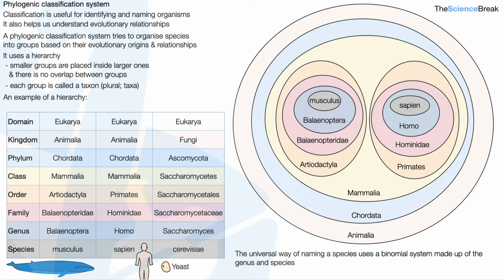So the final thing to remember here is that the universal way of naming a species uses what's called a binomial system made up of the genus and the species. If we were talking about our whale, it would be Balaenoptera musculus, that's the genus and the species. For human, it's Homo sapiens. And maybe you can have a go at the yeast yourself. The yeast is Saccharomyces cerevisiae. This is the genus and the species. And this is the universal way of naming species using the binomial system. We, of course, have common names for all these different living things: blue whale, human being, and yeast.